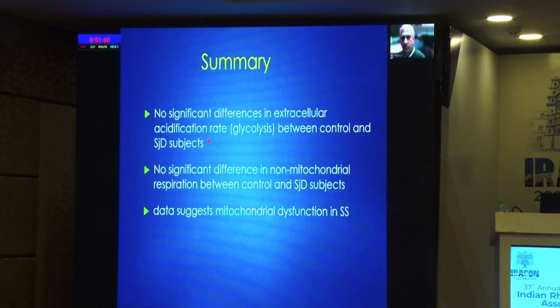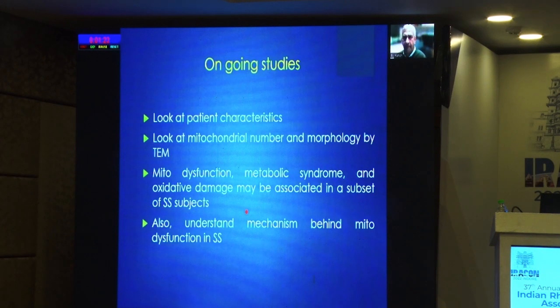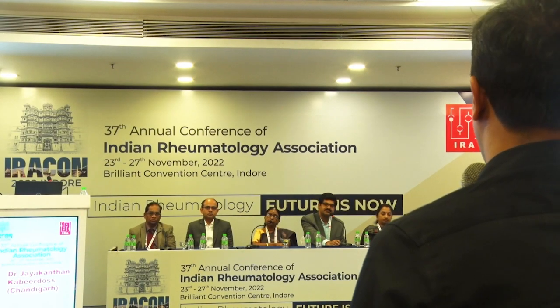To summarize this talk, we did not find significant difference in extracellular acidification rate between control and Sjogren's subjects. There was no significant difference in non-mitochondrial respiration between control and Sjogren's syndrome subjects. But our data suggests there's mitochondrial dysfunction in Sjogren's syndrome. Our ongoing studies include looking at patient characteristics, with distal RTA or somebody who has sterile pyuria without increased creatinine.